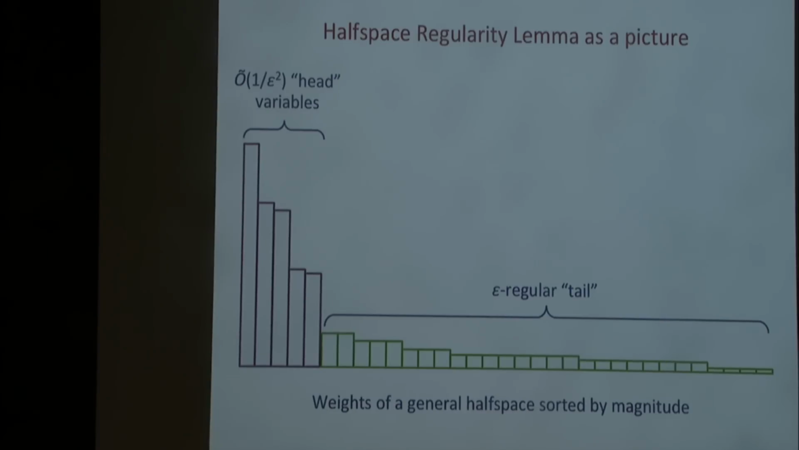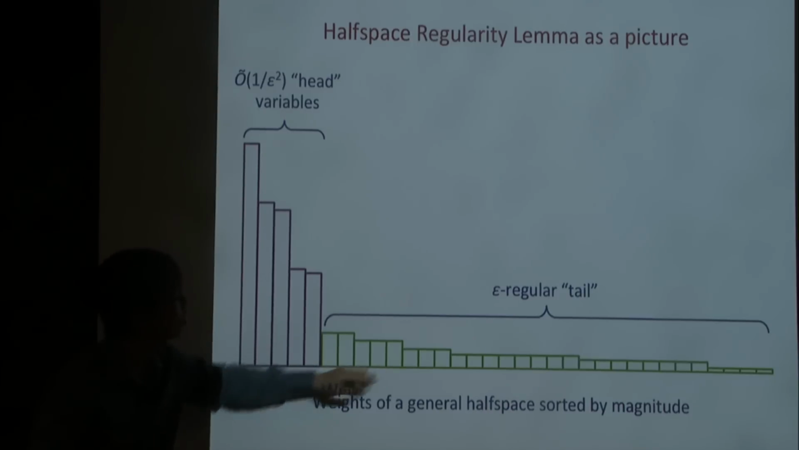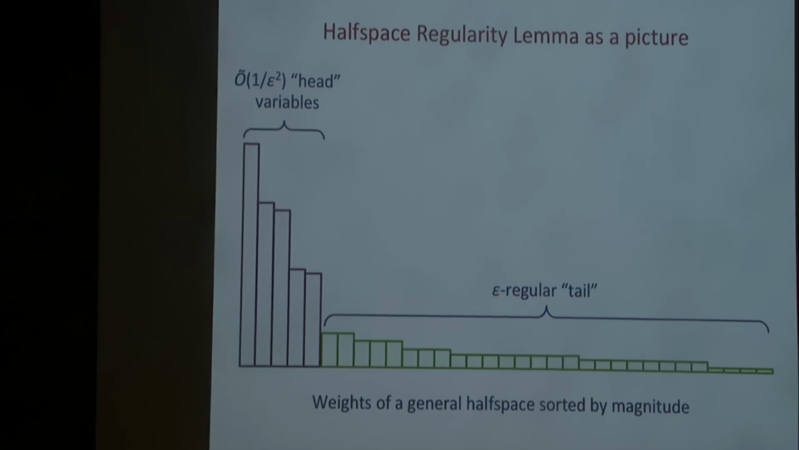In this talk, think of this parameter as a constant, like say poly log n. So you can kill off poly log n many variables and get to something that's regular. If you want something concrete to have in mind, don't think of it as constant, think of it as poly log n.